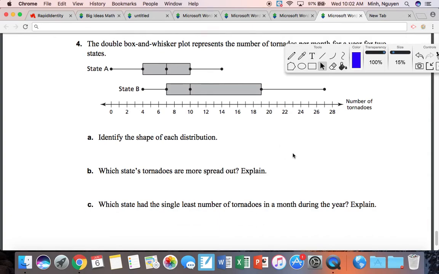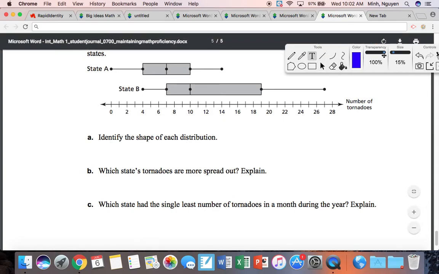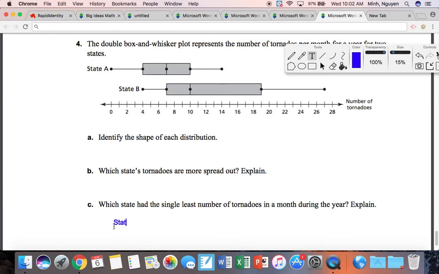Which state had the single least number of tornadoes? Well, the least is this, and what number is that? Oh, state A. There was a month where they had zero tornadoes. Okay, that's it, guys.